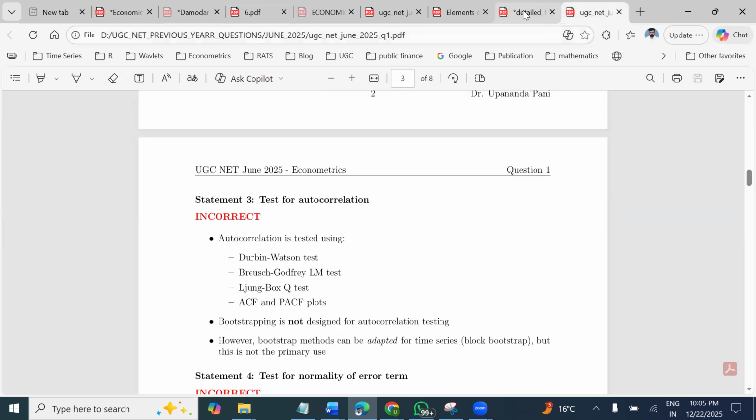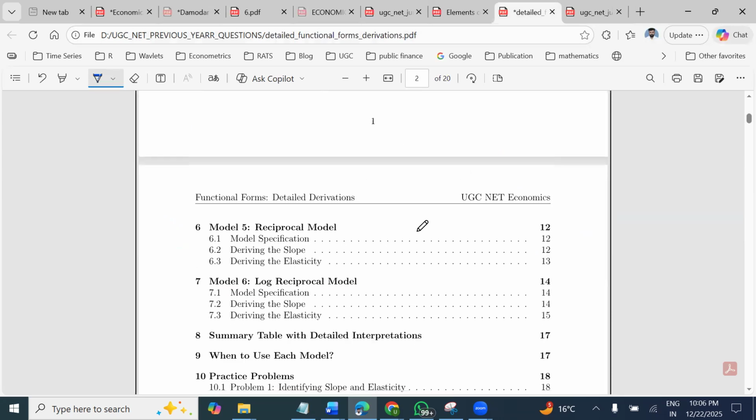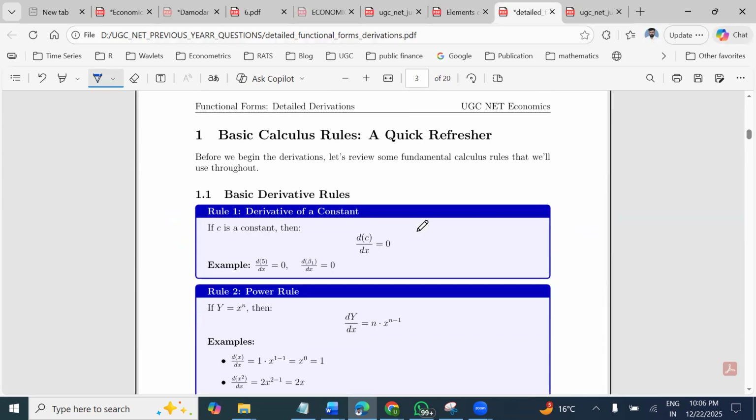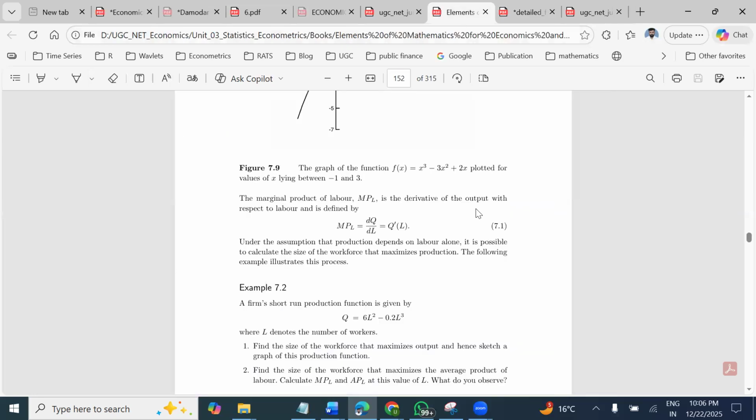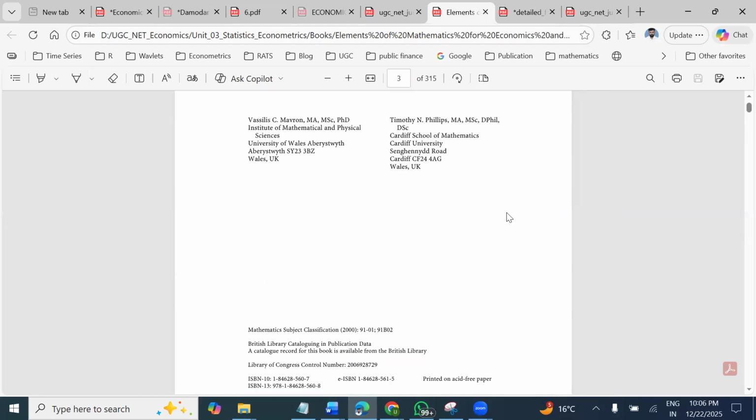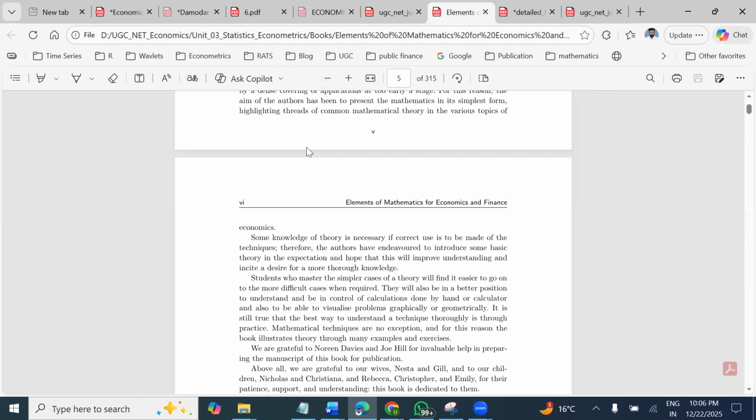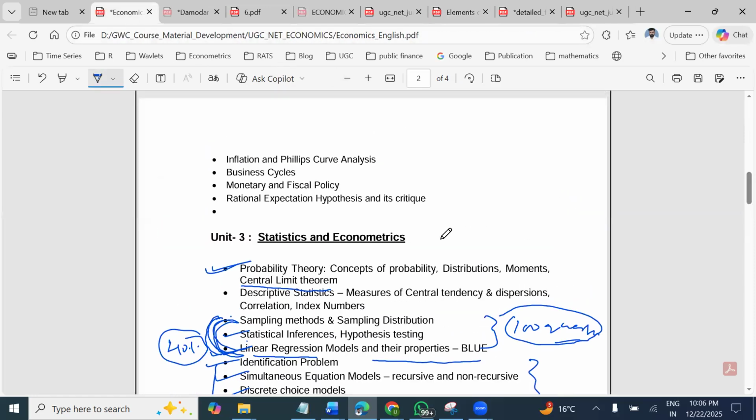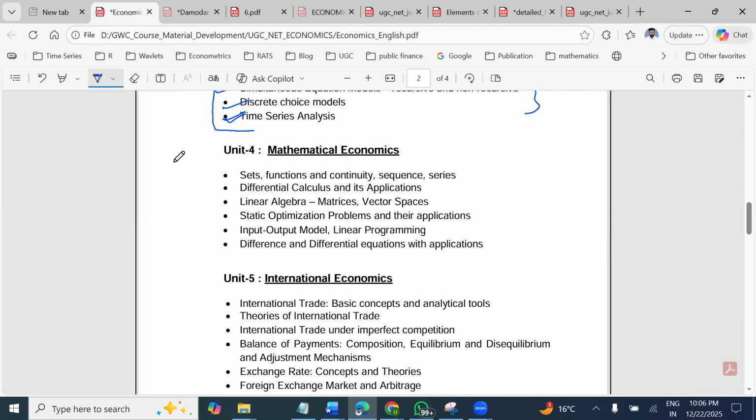So we'll go for today's session. First is basic calculus. I think Ajay is teaching this time, so he is familiar. Madhusmita is familiar. So I will share a book with all of you, Elements of Mathematics for Economics and Finance. This is a very easy book, and this will also help you in the mathematical economics section, even though you are not targeting it. Not a problem.